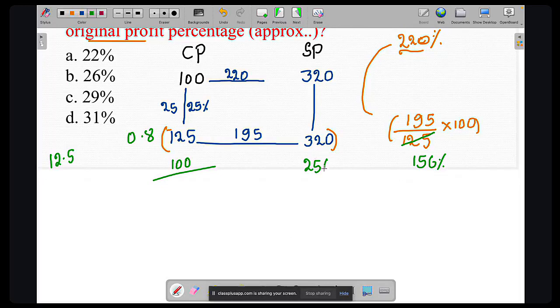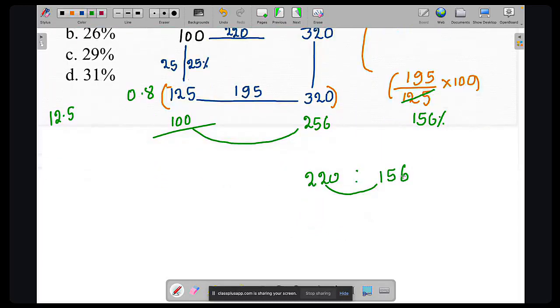If I multiply 320 by 0.8, it will be 256. 8 twos are 16, 8 threes are 24 plus 2 is 26, so 256. 100 is the cost price, 256 is the selling price. Profit is 156 percentage. Initially profit is 220 percentage. Now profit is 156 percentage. The question is how much more or less? It is less. How much less? Tell me. 44 plus 20, 64 less compared to 220. It is your answer.